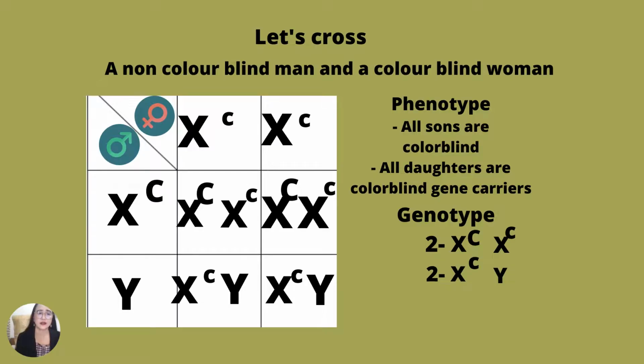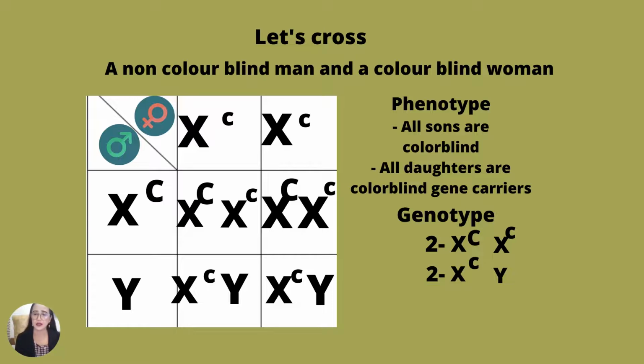Now, let's cross a non-color-blind man and a color-blind woman. What is the chance that the son will become colorblind? So try to look at the cross here. Based on the cross, we have the female, which is colorblind, and a male, which is non-colorblind. When we cross this, the two females are considered colorblind gene carriers, and then the male here is considered colorblind.